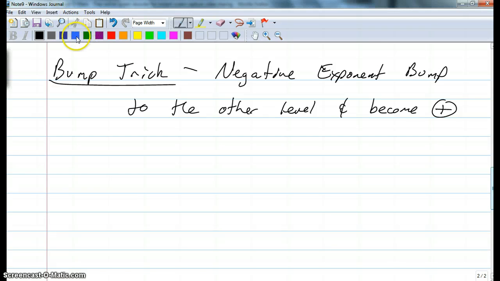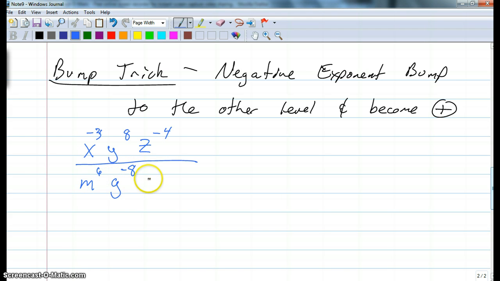What does that mean, Smith? I don't even know what you're talking about. All right, let's do an example. Draw a fraction bar. We're going to have x to the negative 3rd, y to the 8th, z to the negative 4th over m to the 6th, g to the negative 8, p to the negative 3rd.